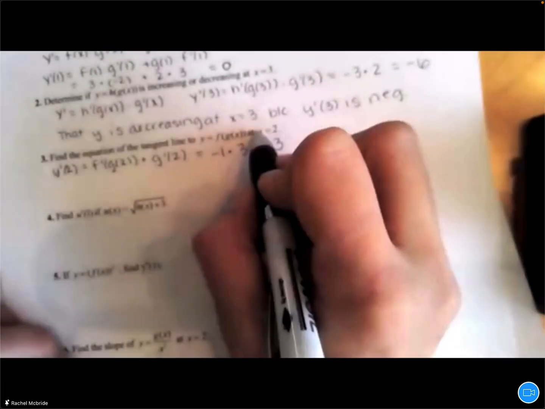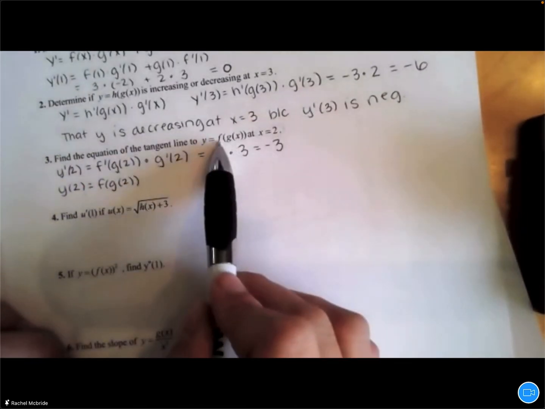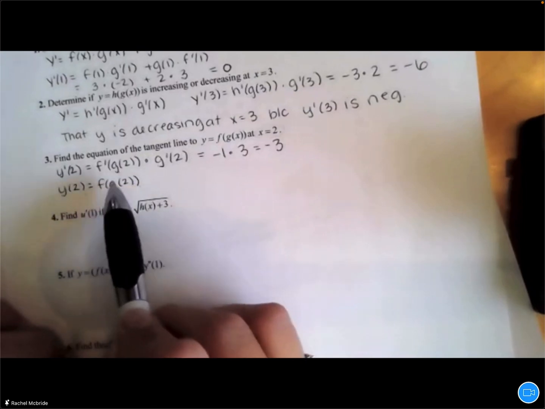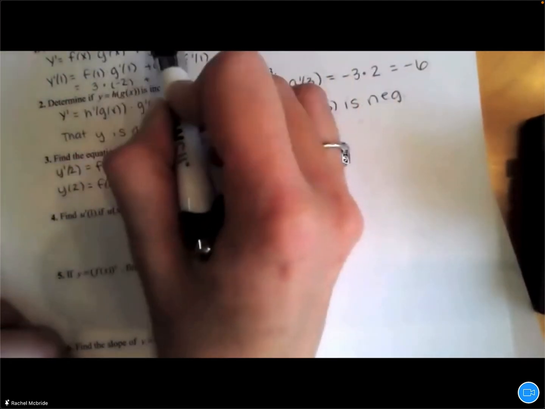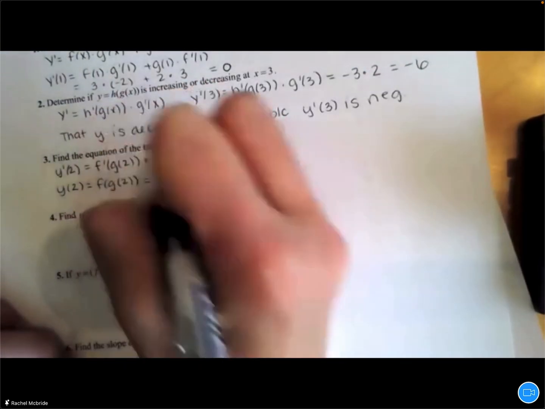But we only have our x value, so we need to find our y value at 2. So that's the same as saying f of g of 2. So g of 2 is 0. F of 0 is 0. Therefore, y of 2 is 0.